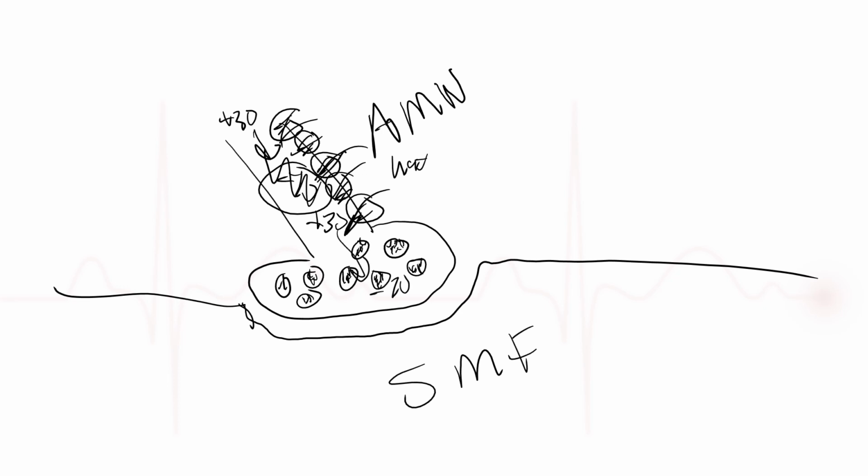It opens up voltage-gated calcium channels in the axon terminal button of the alpha motor neuron. That allows calcium to shoot in, and this is ultimately going to cause exocytosis of neurotransmitters.